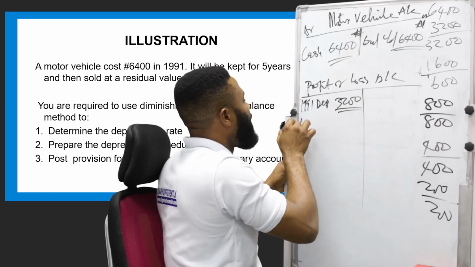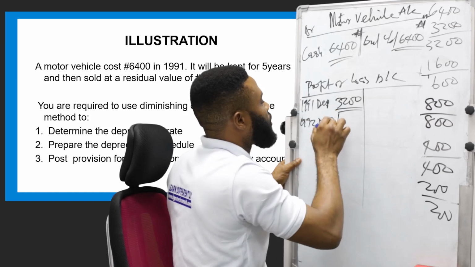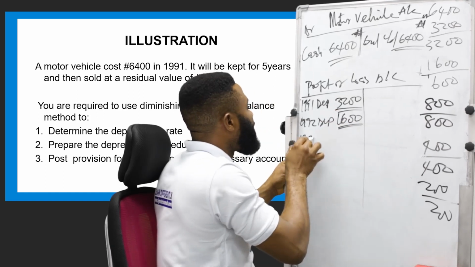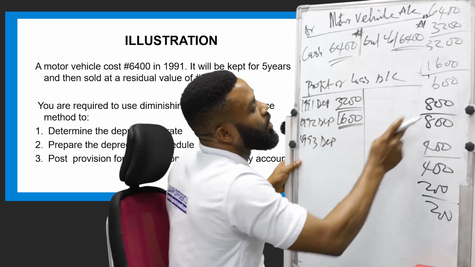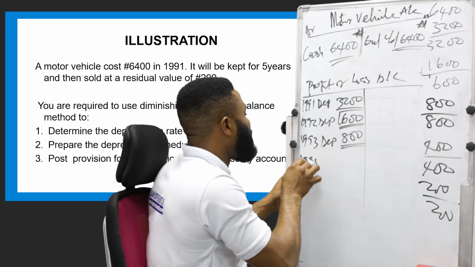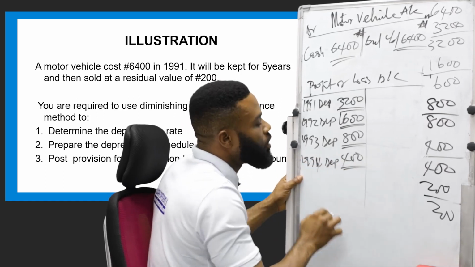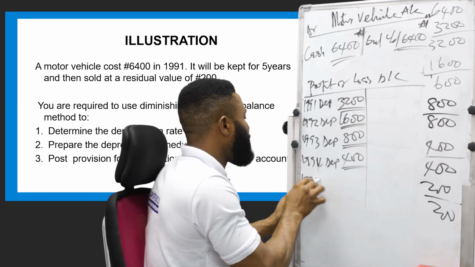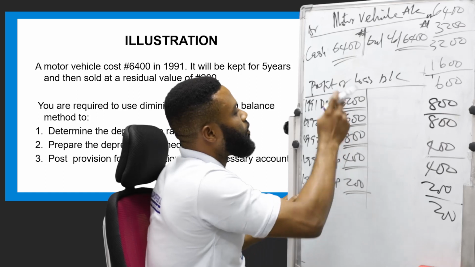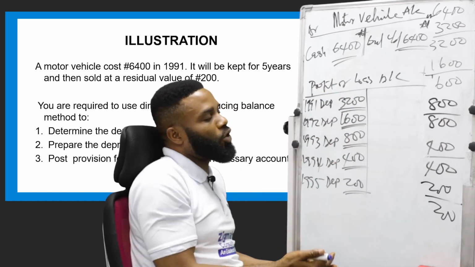You put your line. For 1992, depreciation is how much? 1,600. You put two line. For 1993, depreciation is how much? 800. You put your two line, and then for 1994, depreciation is how much? 400. You close it, and then for 1995, depreciation is 200. 1, 2, 3, 4, 5. This is how to post it to the profit or loss account.